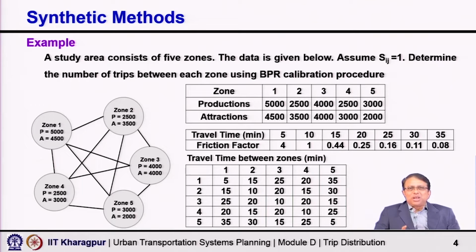After production and attractions comes the travel time between zones. So, how different zones are connected, and what is the travel time for each pair of zones. If you want to go from 1 to 2, it is 15 minutes, 1 to 3 is 25 minutes, 1 to 4 is 20 minutes. This is an example. I have taken the travel times in multiples of 5, but you can always take any other value. In this example, I have just taken travel time values which are in multiples of 5 minutes.